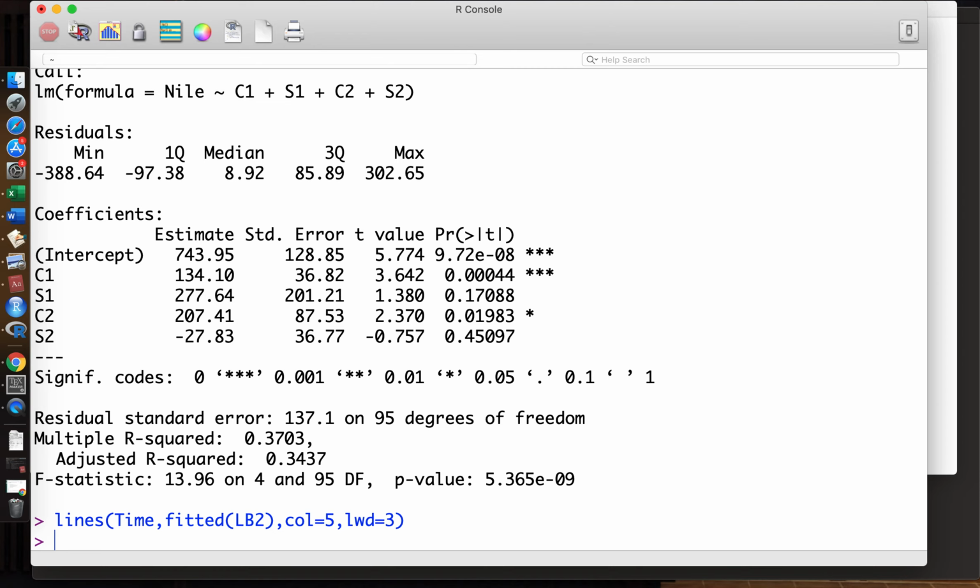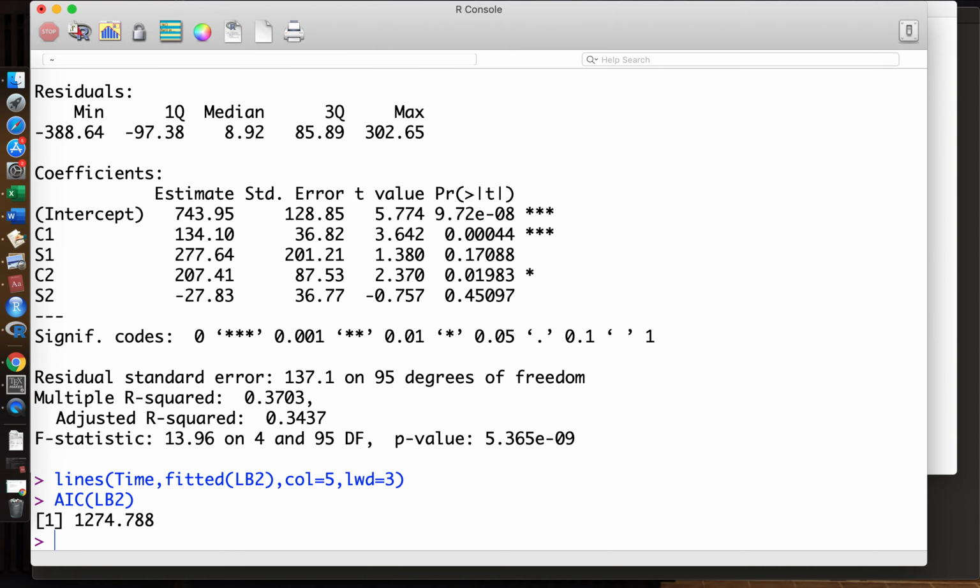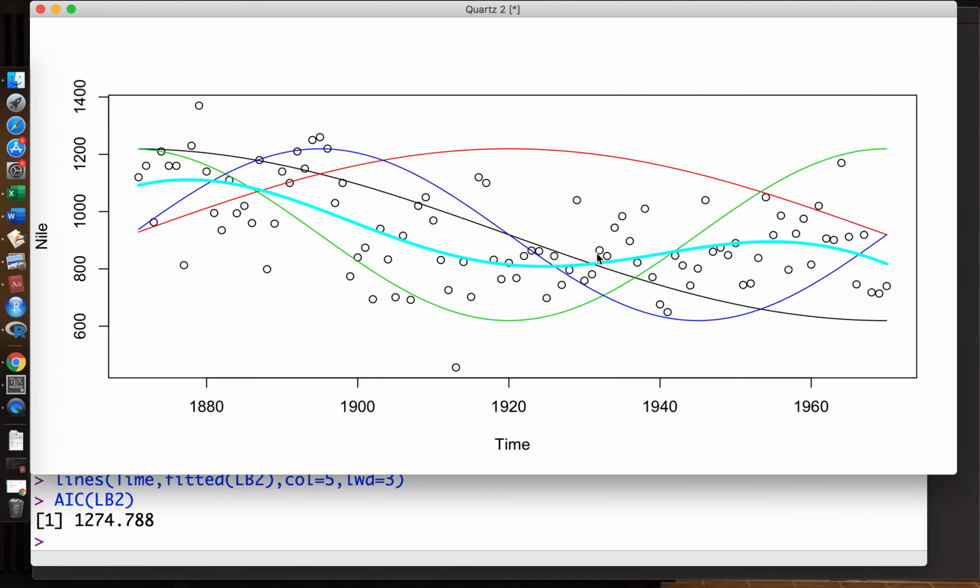So this is basically basis functions. We can also calculate the AIC. The AIC of this model is 1274. So this is comparable to polynomial regression, and this curve doesn't blow up when time is out of the range. So somewhat this is better than polynomial regression. Okay, so see you then.